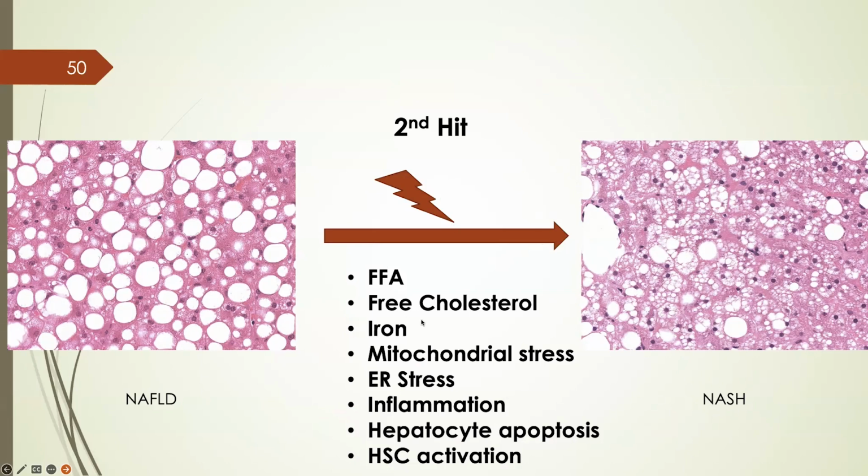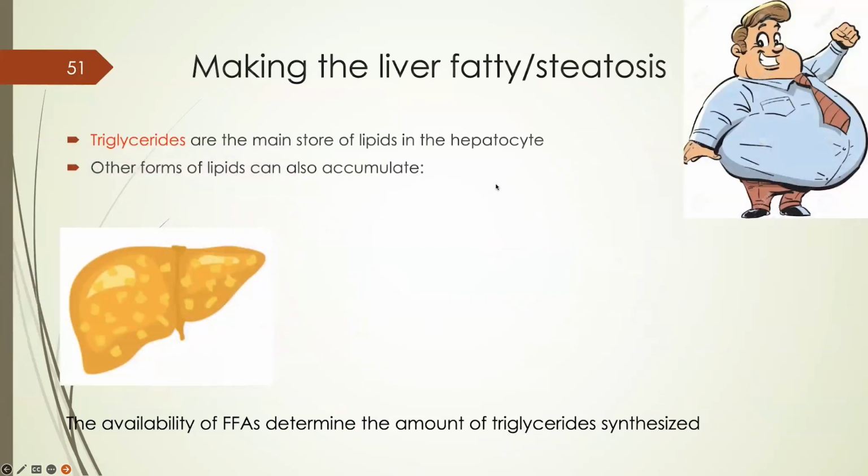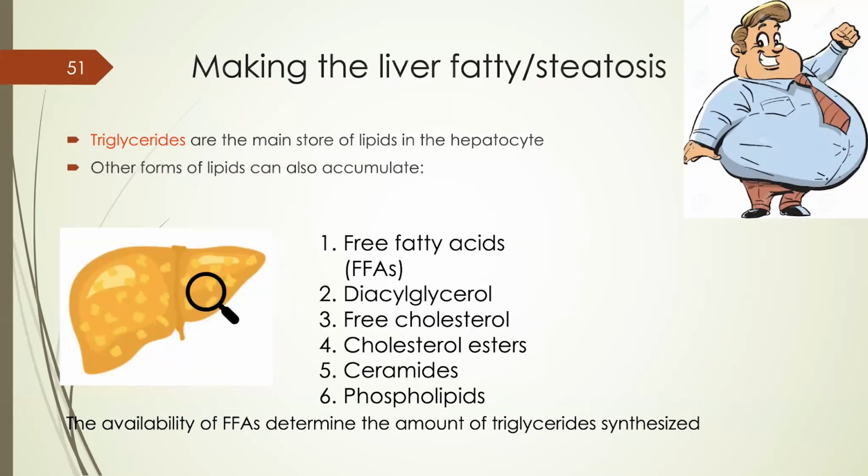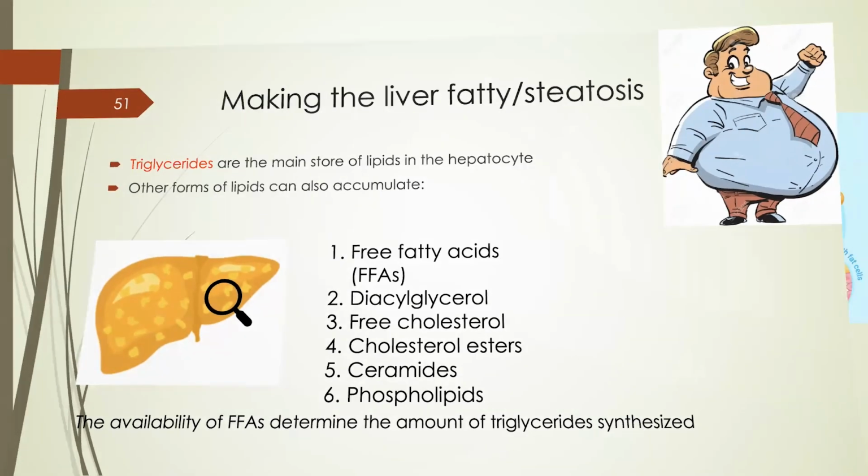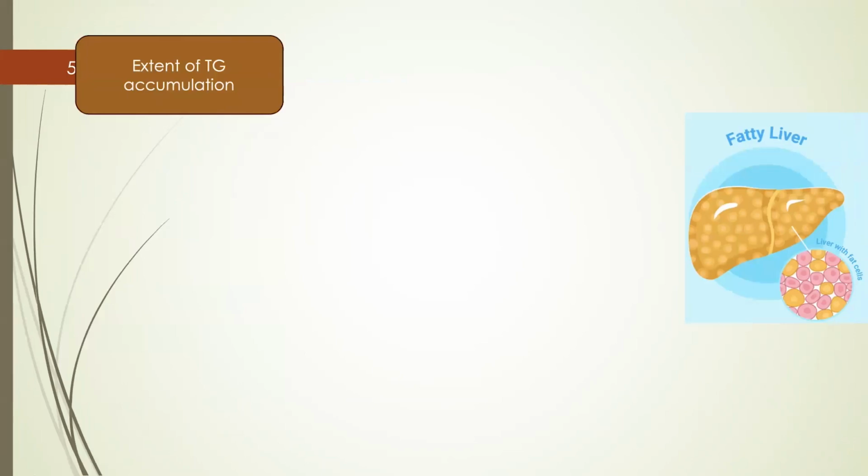That second hit could be in the form of intrinsic different types of fat or different components of inflammation or stress, which I am going to explain to you. So how is it that a simple fat which is present in the body cannot be a normal fat? Because by just simple examination of the fat, you cannot make out whether this fat is made up of TAG or made up of diacylglycerol, free cholesterol, cholesterol esters, ceramides, and phospholipids. Mind you, not all fat in the liver is friendly.